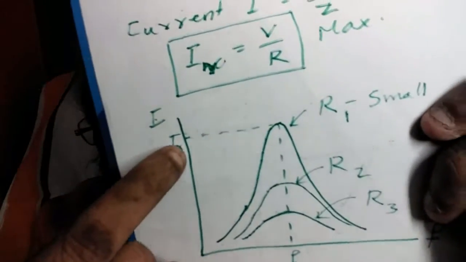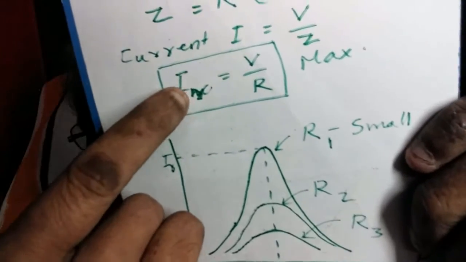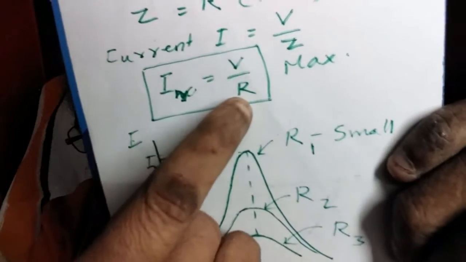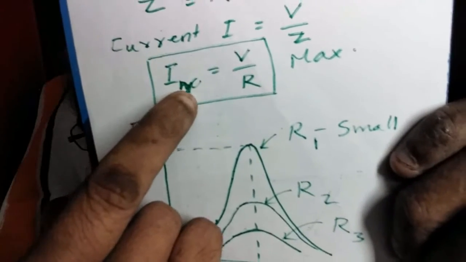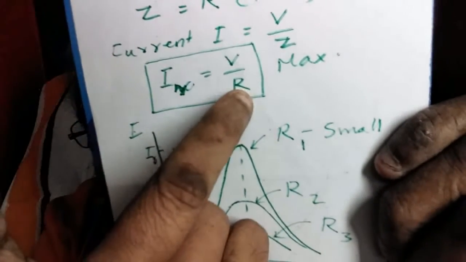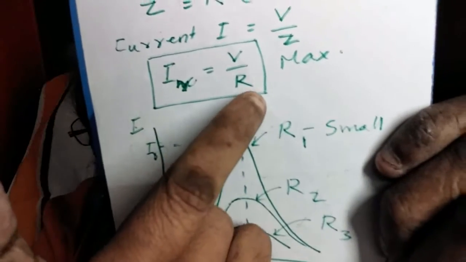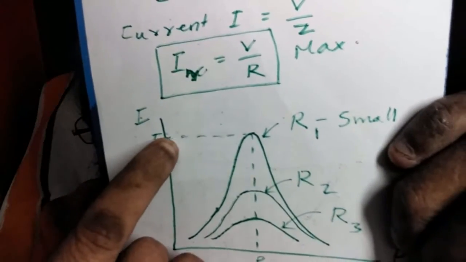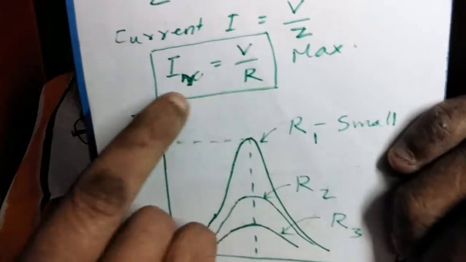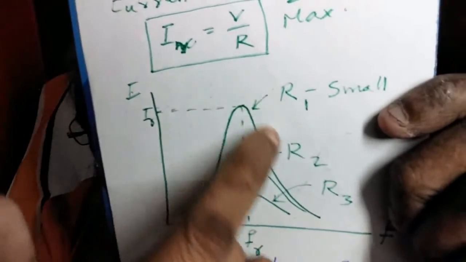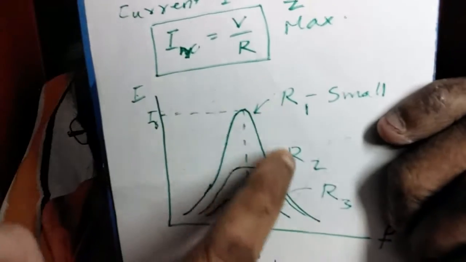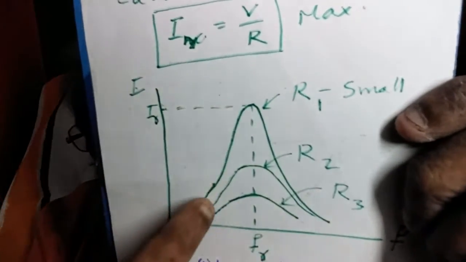Now at resonance, I equals IR equals V by R. So the maximum current at resonance depends on the resistance in the circuit. If R is small, IR is large. If R is large, IR is small. That is why, say, for three different resistance values, the graphs are shown here.